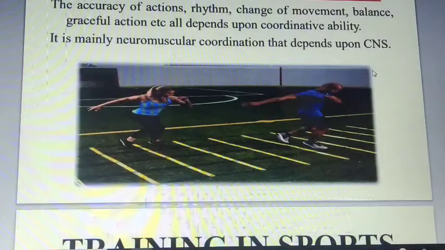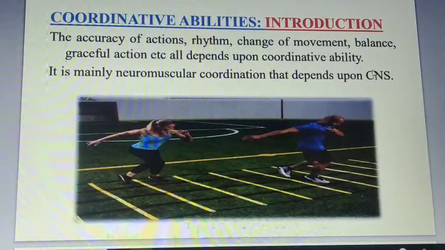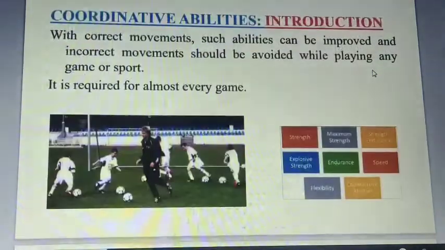Coordinative ability is the accuracy of action. It is rhythm, change in movement, balance and accuracy while performing any action or movement, and graceful action. And what do all these things depend on, students? They depend on your neuromuscular system and on the CNS. Now, what is CNS? Central nervous system, right? I hope you got it.